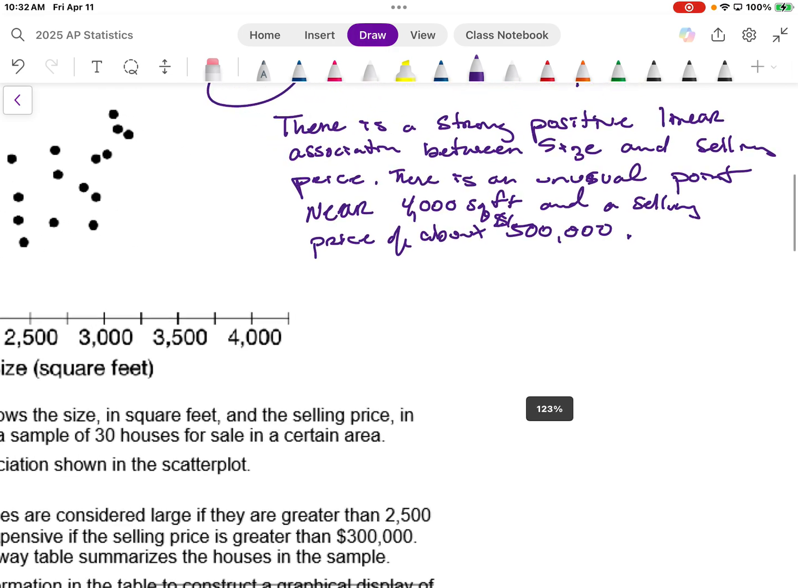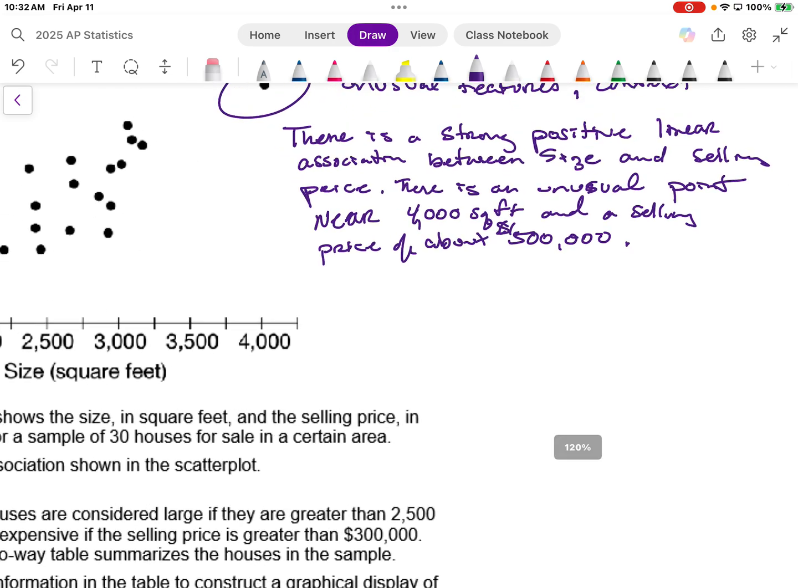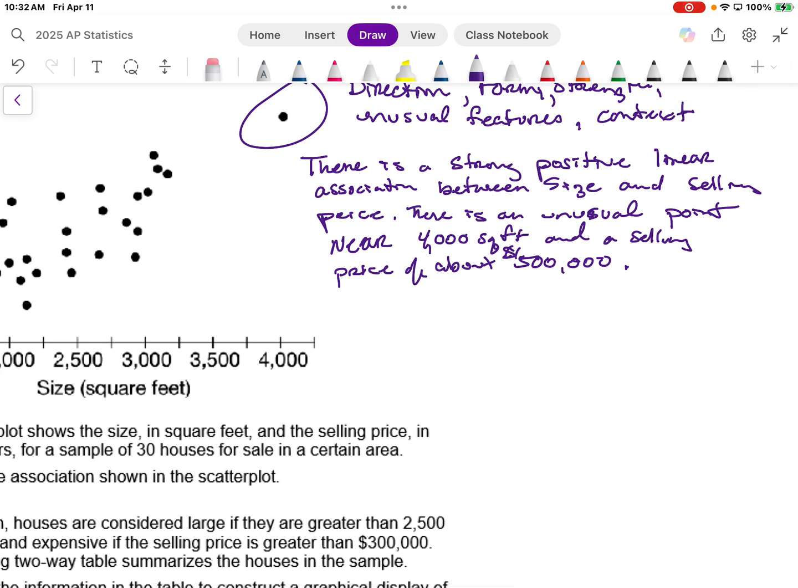Okay, so there I addressed the strength: we use strong as the adjective. So first, there's a strong positive, that's my direction. Linear, that's my form. And then I use the context with "between." You could have gone more into between the square footage of a house and the selling price of the house. You can always add a little bit extra in there, but you want to make sure you say that in context.